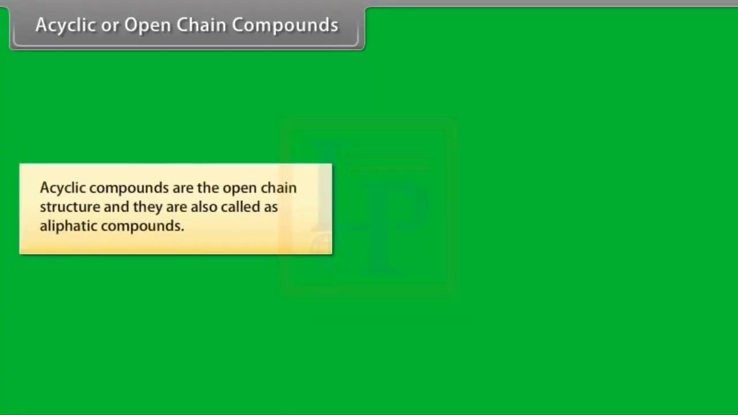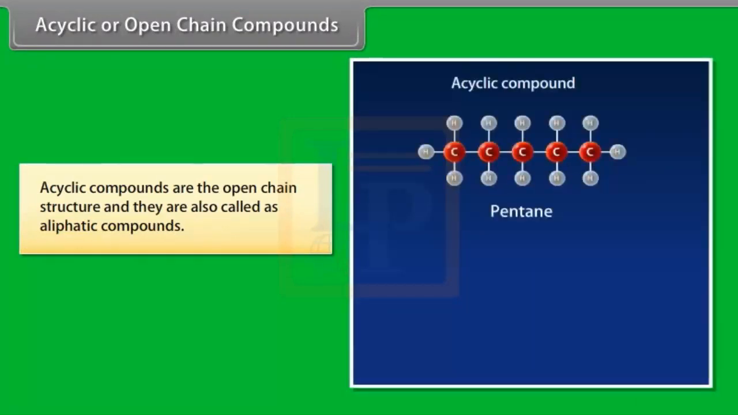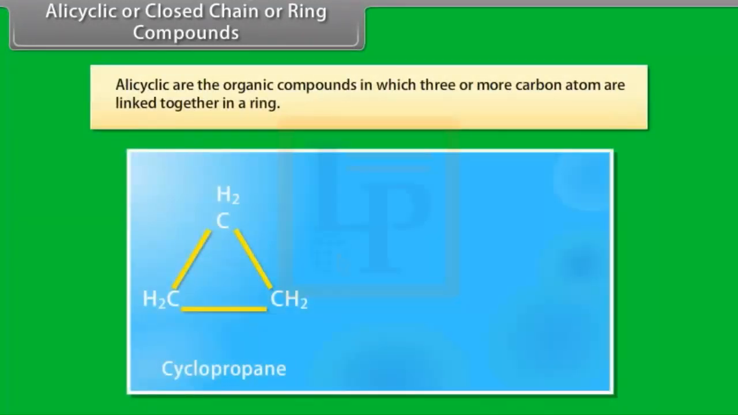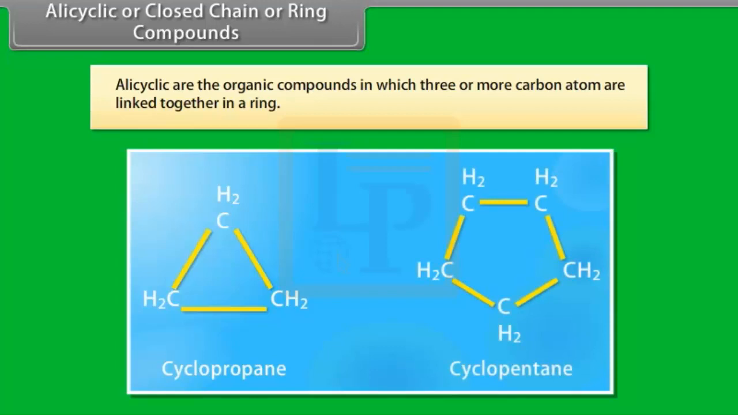Acyclic or open chain compounds. Acyclic compounds are the open chain structures and they are also called aliphatic compounds. Alicyclic or closed chain or ring compounds. Alicyclic compounds are the organic compounds in which three or more carbon atoms are linked together in a ring.